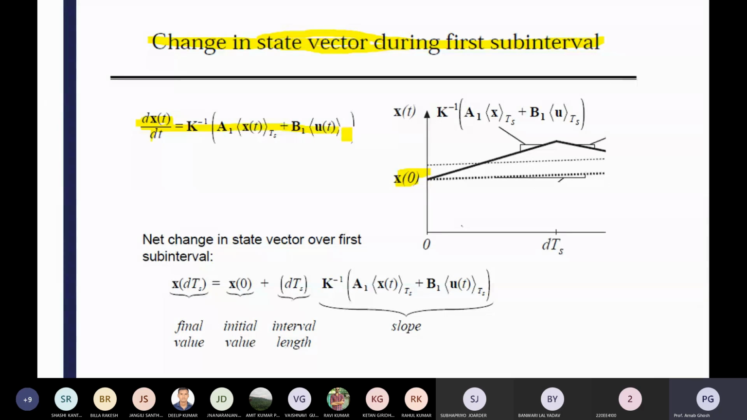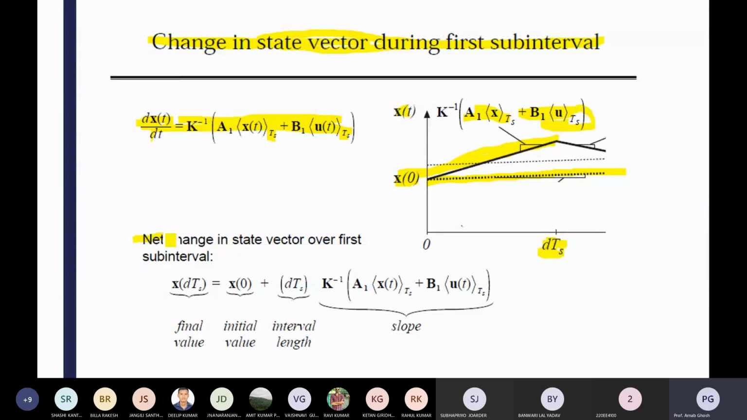So the average value of that state variable is K inverse A1 x(t) average over Ts plus B1 u(t) over Ts. Okay, so it is your starting point in the starting interval and it is running up to that portion. It is your slope for A1 x(t) Ts and this slope is B1 u(t). So it is A2, K inverse A2 x(t) Ts plus B2 u(t) Ts, that is another slope. You can see it is your average line, having some slope up to dTs you are calculating. Total time period you are not calculating, only dTs you are calculating.